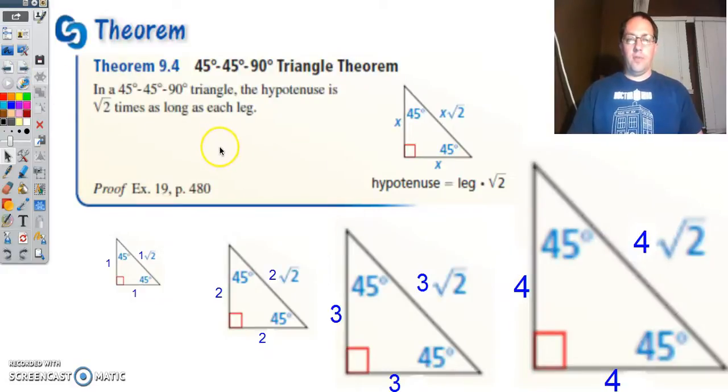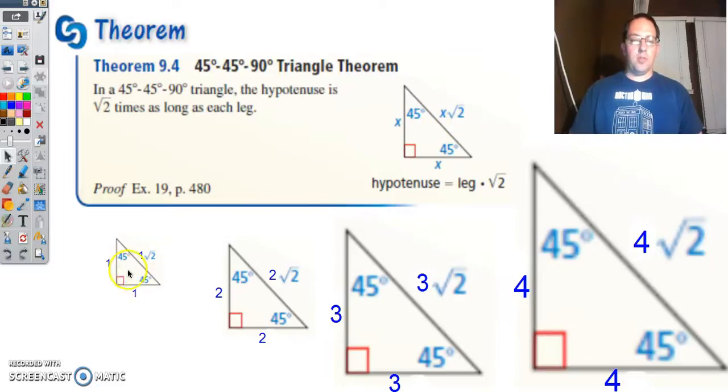So here is the 45-45-90 triangle theorem. And what this says is that the hypotenuse is square root of 2 times as long as each leg. So with the 45-45-90, since the base angles are the same, that means these are going to be isosceles triangles, right? And so whatever x is, whatever the length of a leg is, the hypotenuse is going to be x times square root of 2.